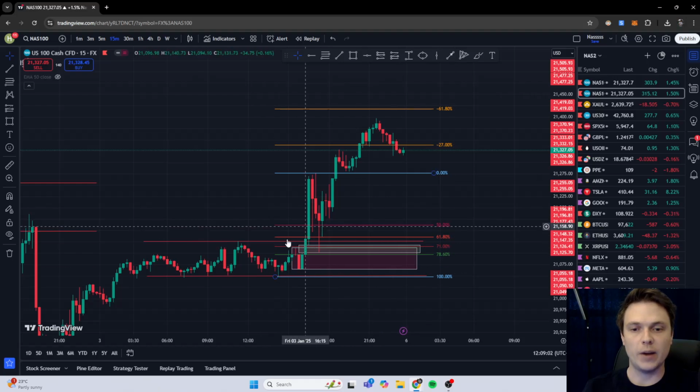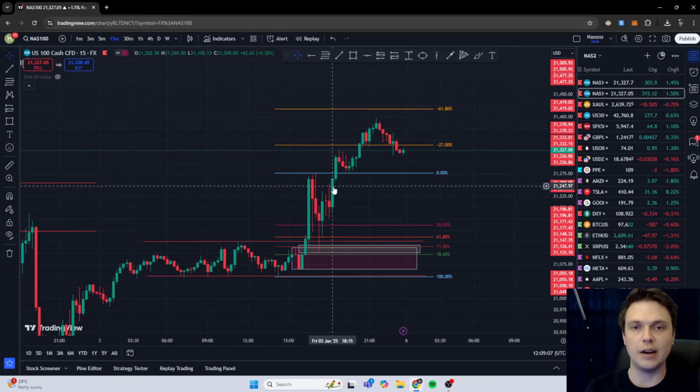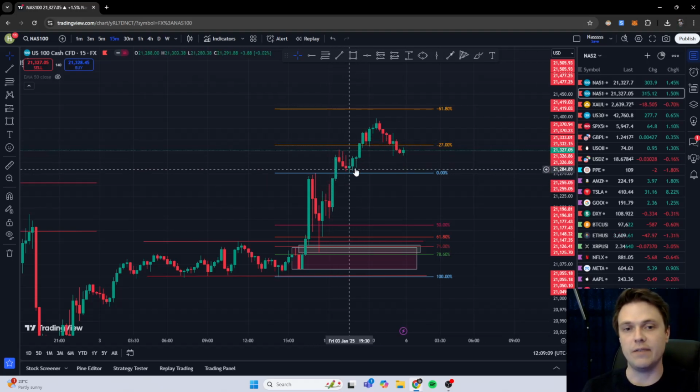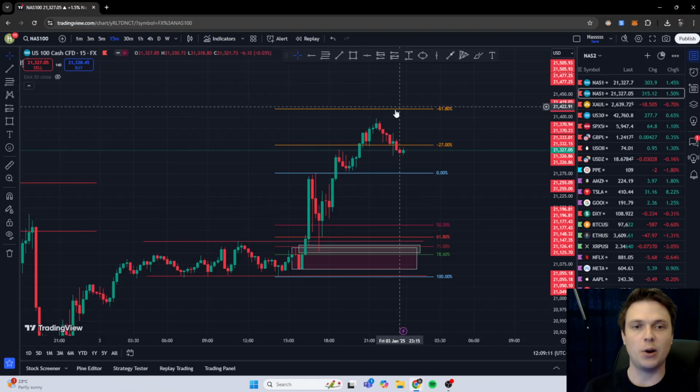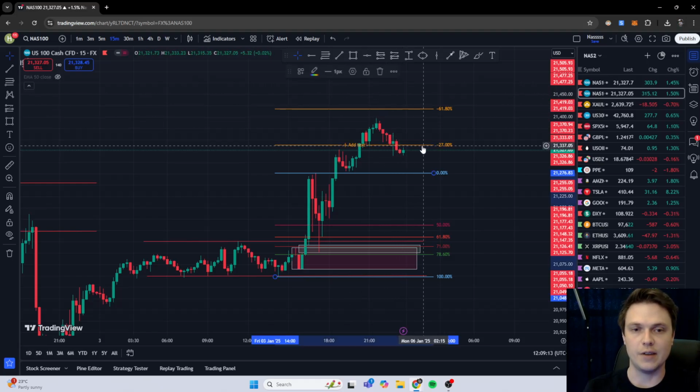So there are multiple ways to do it. I like the Fibonacci because I like taking my TP1s here on this blue line and then maybe sometimes leaving another trade for TP2, but this will probably hit this TP3 line over here as well.